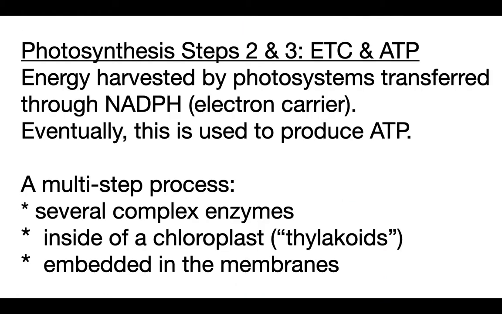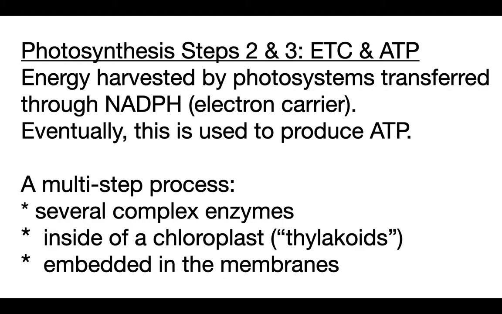So now we're going to get into these steps 2 and 3, because now that we have an electron that is charged up and has left the antenna, we're ready to transport that electron until it gets used to produce energetic full batteries, as we've talked about before. So the energy harvested by the photosystems are transferred through NADPH, that's the electron carrier, and used to produce ATP. This is a multi-step process. There's several enzyme complexes. I was watching a video earlier today that said there's at least 99 different enzymes involved in this process. You don't need to learn all 99 names.